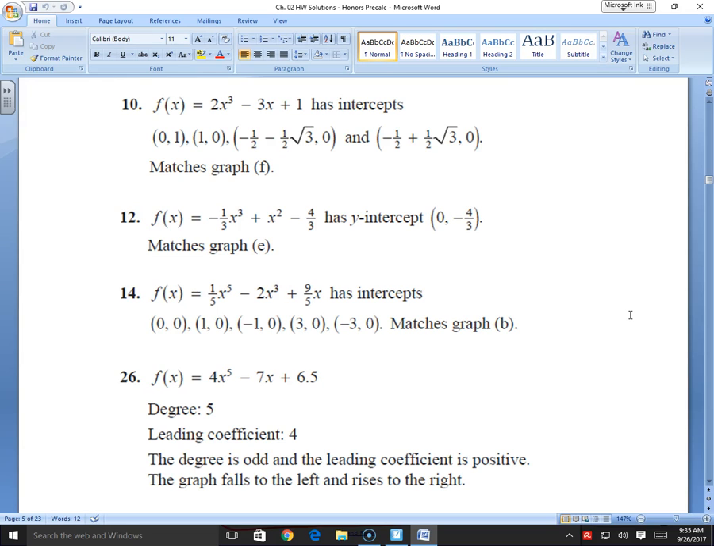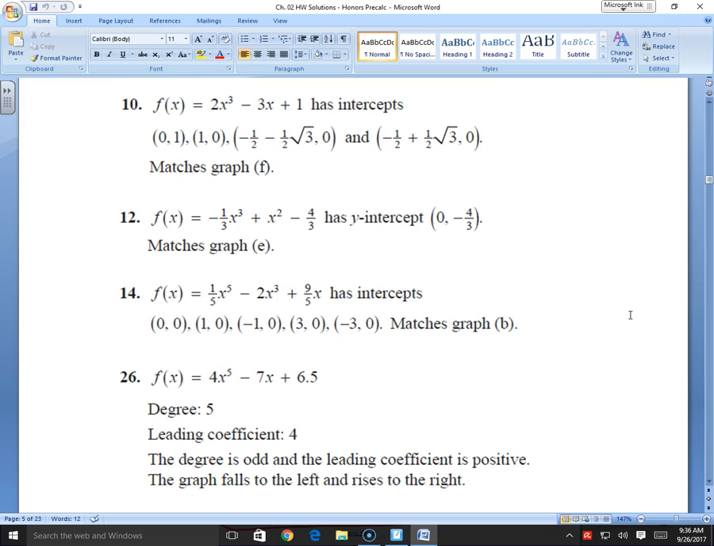Number 26, you can see the different characteristics they identified. The degree is 5. It's a 5th degree polynomial. Leading coefficient is 4. Since the degree is odd, the leading coefficient is positive. They went ahead and just used the rising and falling language, which isn't bad. But you could have also used our cool notation. So odd and leading coefficient positive, negative would be that way, positive is this way. So we have rising to the right and falling to the left.